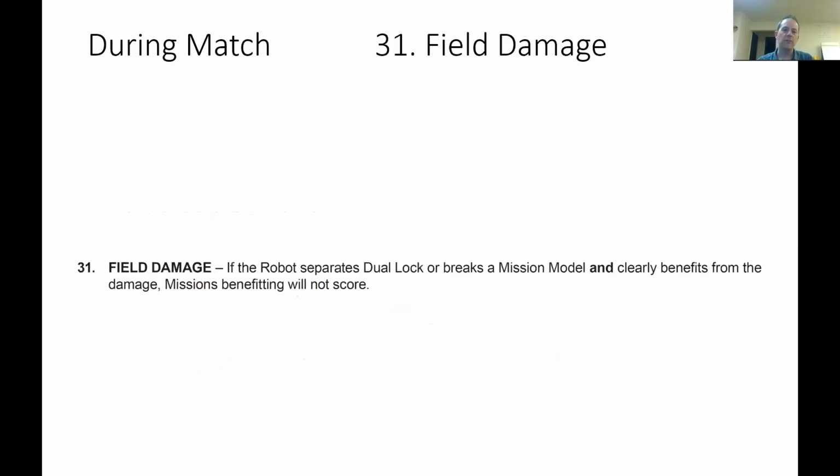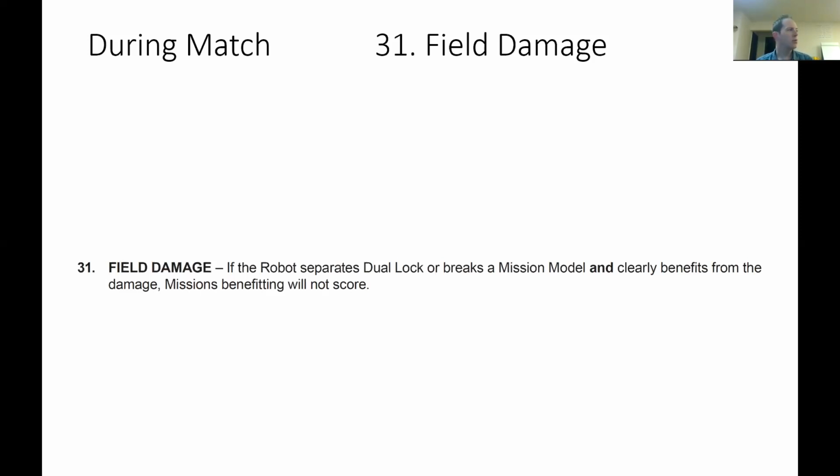Field damage: if a robot separates Dual Lock, or breaks a mission model and clearly benefits from the damage, the missions benefiting will not score. Also, you're not allowed to reattach the mission model. So if you knock a mission model over, you're not allowed to reach out there and put it back down. One of the points here is that Dual Lock can separate. Also, you've probably noticed that the mat can sort of lift and bubble a little, which can cause stuff to move around. So you want to minimize how much you rely on the Dual Lock.